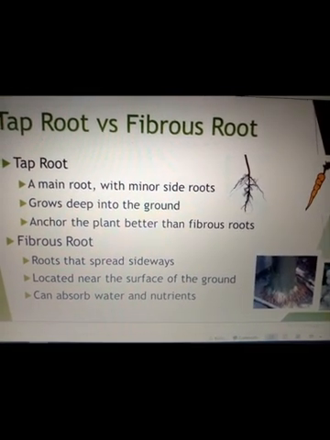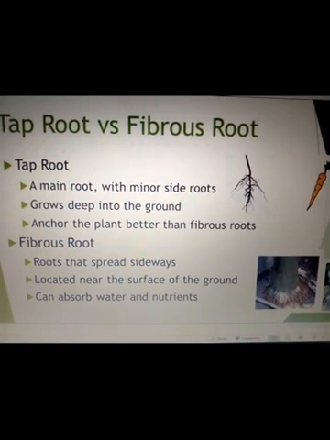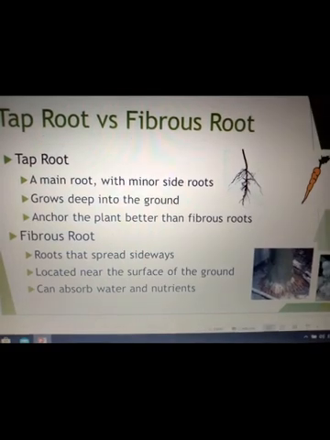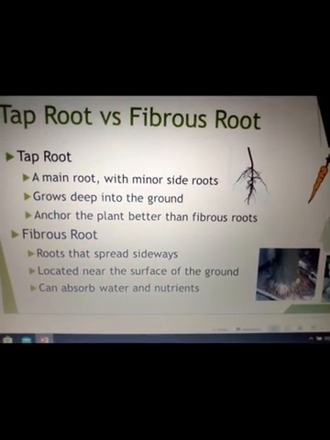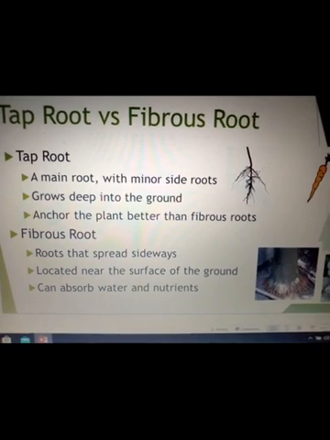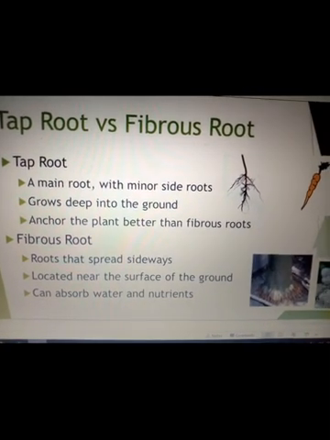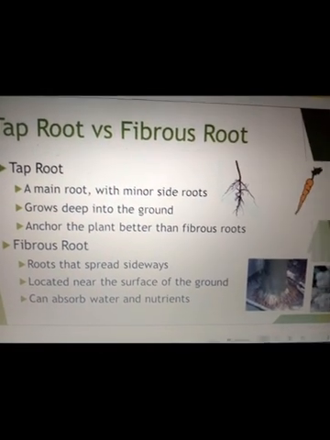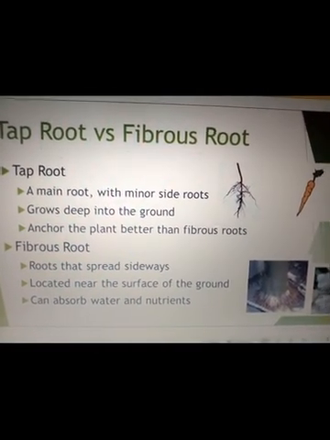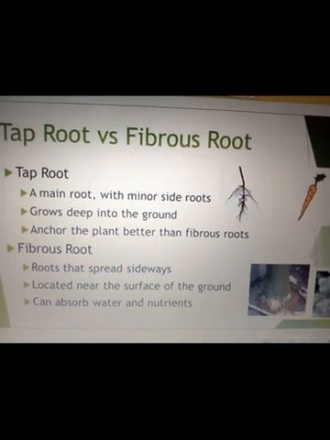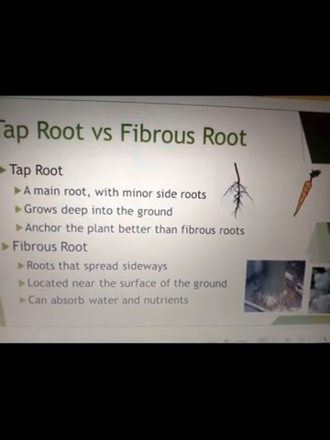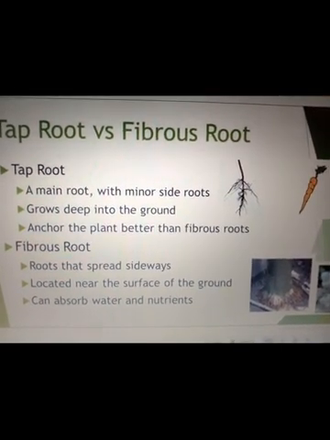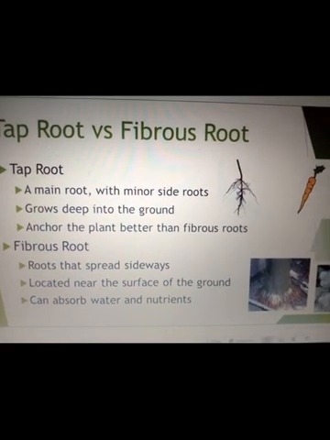Second, taproots grow deep into the ground. They are rooted deep into the ground. Next, they hold the plant better than fibrous roots because they are deeper. Their roots are deeply embedded in the soil, so they can hold the plant better than fibrous roots.